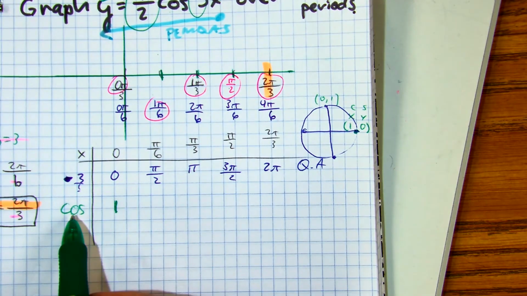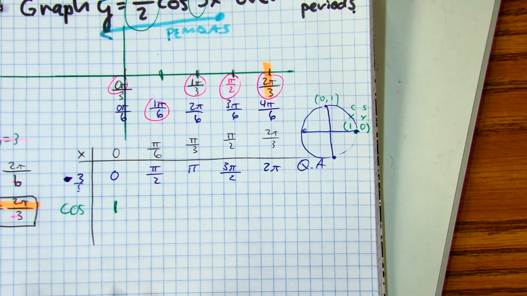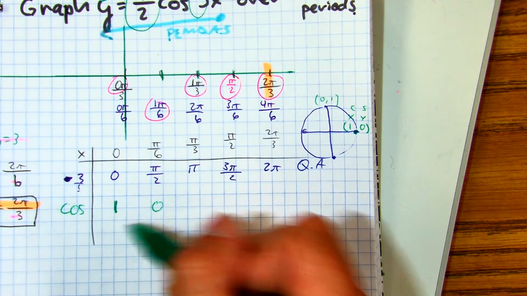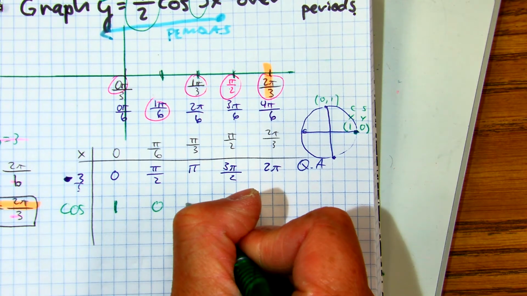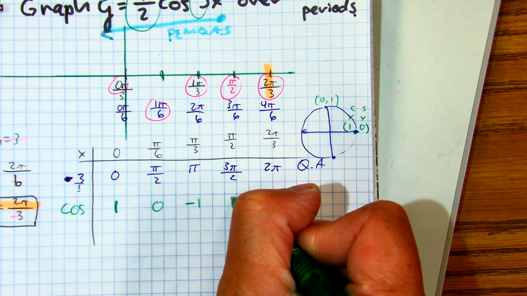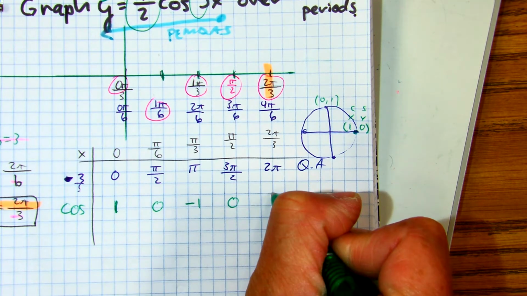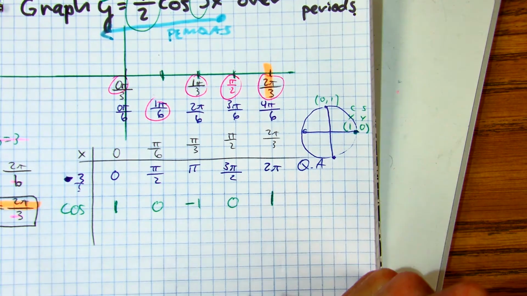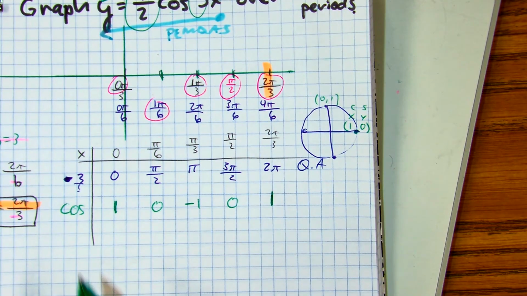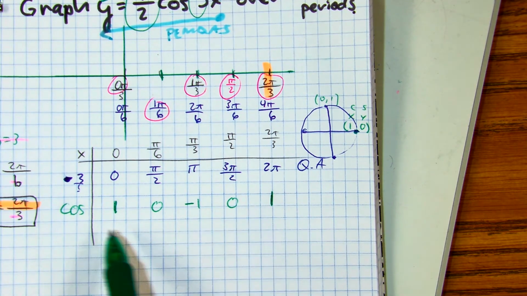Cynthia, cosine of pi over 2? 0. Yep. Cosine of pi? -1. Yes. 0. 1. Everyone say always. You'll always come back to the same numbers. Always.